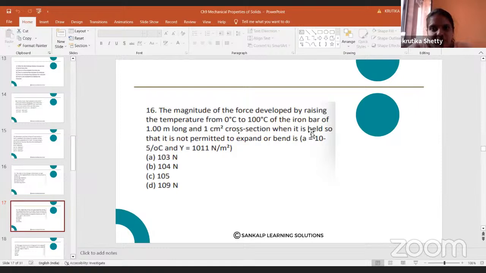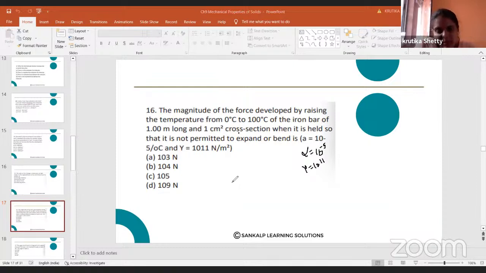Alpha is equal to 10 to the power of minus 5. And Young's modulus is given as 10 to the power of 11. Right? So here what they are asking you to calculate is the magnitude of the force.